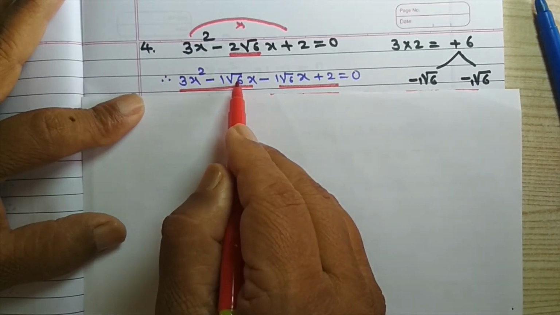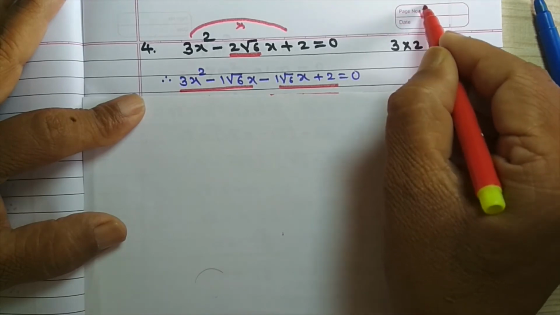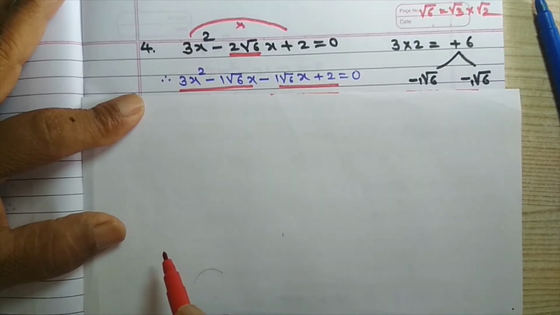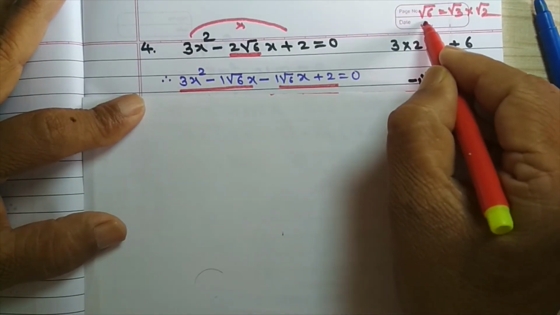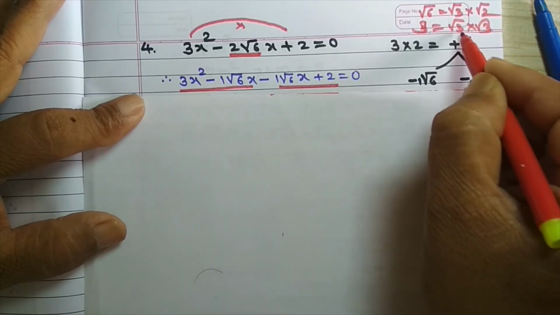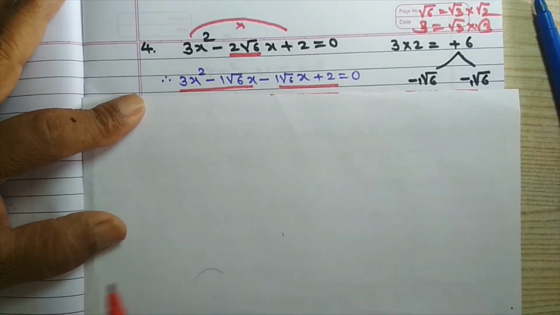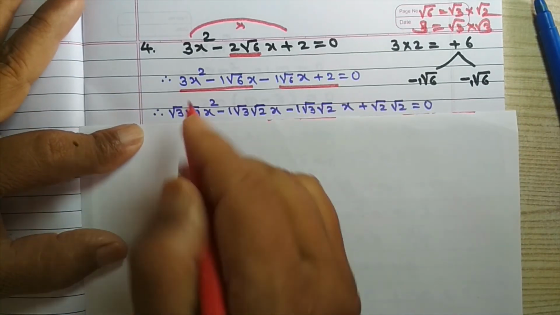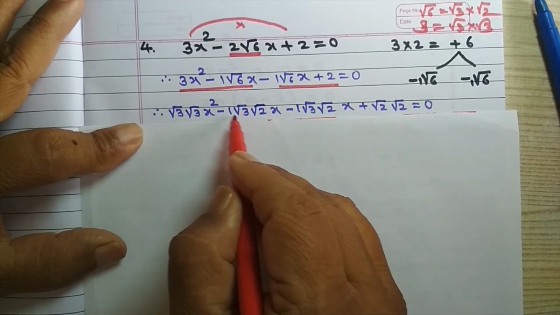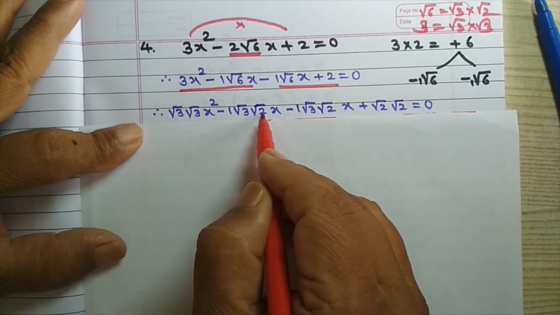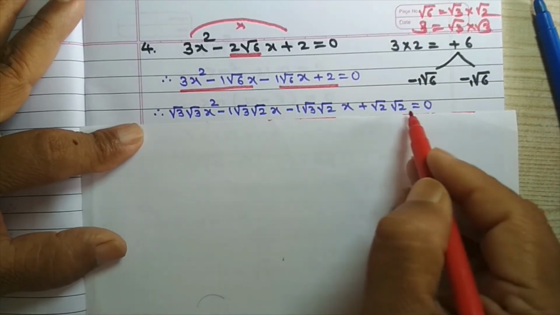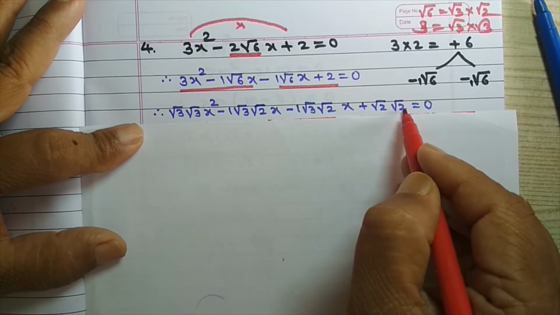Root 6 is split as root 6 is equal to root 3 into root 2. Okay. And 3 we have to split here. 3 means root 3 into root 3, which is root 9, and root 9 means 3. Okay. Therefore, the split will be 3 means root 3 into root 3 x square. Root 6 means 1 root 3 into root 2 x. This will be root 3 into root 2 x, and 2 will be root 2 into root 2.